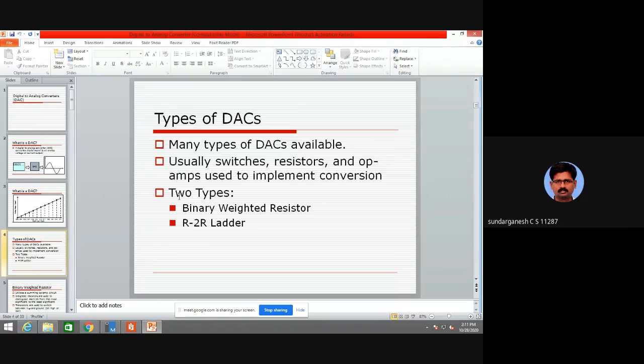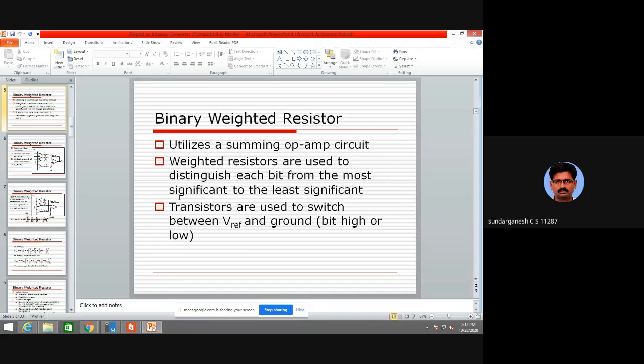So there are two types of DACs. One is the binary weighted resistor, another one is the R-2R ladder. The binary weighted resistor method utilizes a summing amplifier. So we are using an op-amp circuit which is used as a summer. Weighted resistors are used in order to differentiate the MSB from the LSB. Transistors are used to switch between V reference and ground.